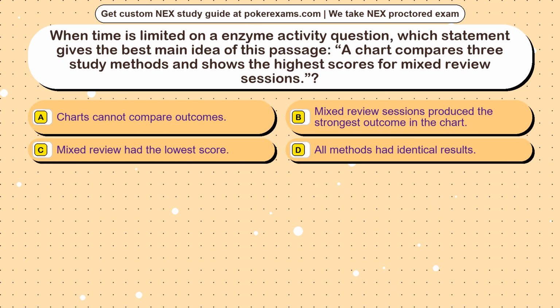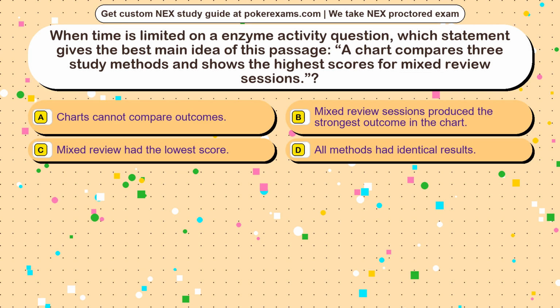Question 5. When time is limited on an enzyme activity question, which statement gives the best main idea of this passage? A chart compares 3 study methods and shows the highest scores for mixed review sessions. Option A. Charts cannot compare outcomes. Option B. Mixed review sessions produced the strongest outcome in the chart. Option C. Mixed review had the lowest score. Option D. All methods had identical results.